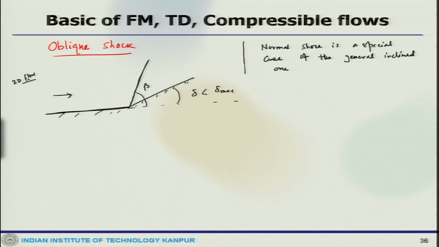So, when the flow comes in, a plane attached shock wave may occur here, with some angle beta, which depends on the flow Mach number and the wedge angle together. Delta is the so called wedge angle. This kind of shock is called the oblique shock, and it is generally inclined. And normal shock is a special case, which is perpendicular to the flow field obviously.